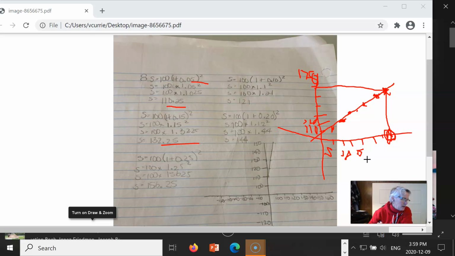So if I have 21%, I'm going to look at 21% down here on my interest line. This is really a bad graph, but I'm going to look at 21%, go up here and then see what the amount is on this side. Okay, so that gives you an idea of what they're looking for in this question.